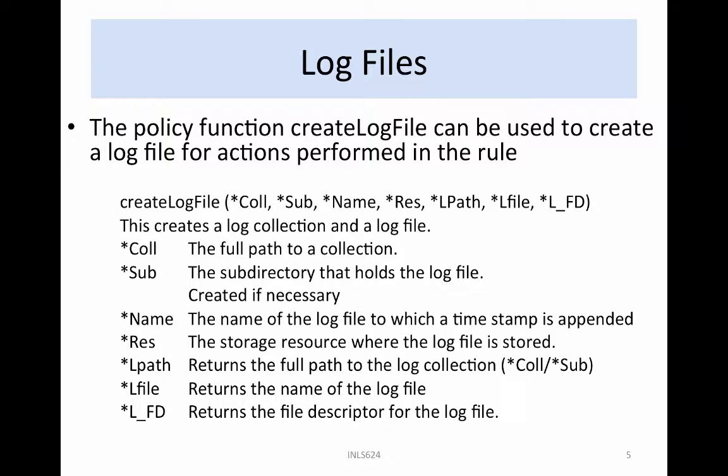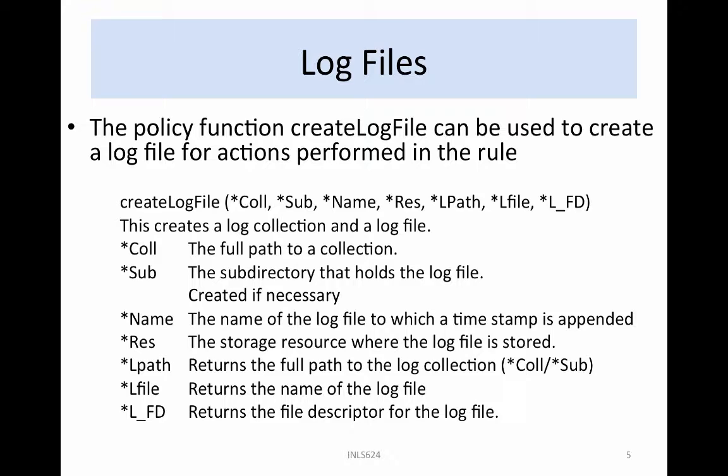The policy function create log file can be used to create a log file for actions performed in a rule. The log file can be used to record output from the rule, track errors that occur, and document successful completion of the rule. The create log file policy function has multiple input parameters to support application in a variety of situations. The policy function creates both a log collection and a log file.